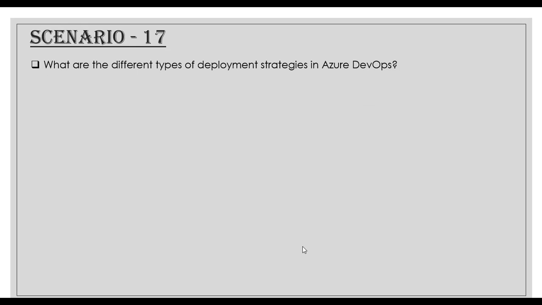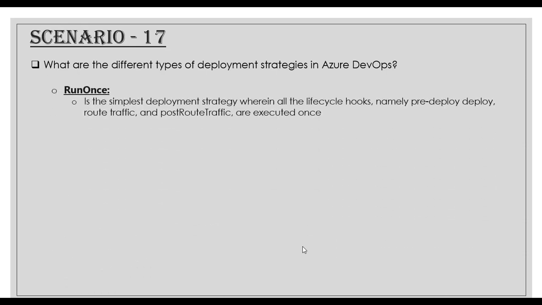What are the different types of deployment strategies in Azure DevOps? Again, a very interesting question. Let's go and look into it. The first one is run once. Run once is the simplest deployment strategy, wherein all the lifecycle hooks, such as pre-deploy step, your deploy stage, route traffic, and post-route traffic, are executed at least once.